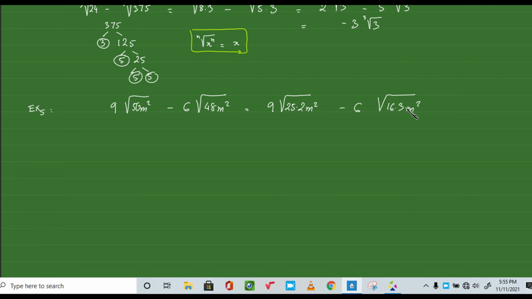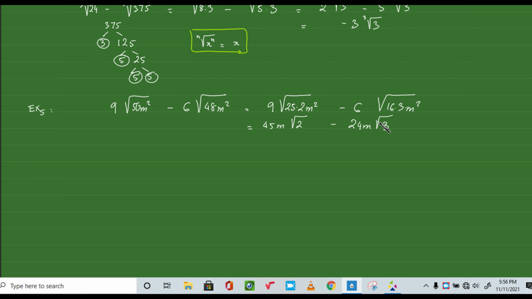And I'm going to apply the yellow box property one more time here. The square root of m squared gives you m, square root of 25 gives you 5. So 5 times 9 outside, 45, right? m outside, right? Square root of 2, minus square root of 16 is 4. 4 times 6 is 24, and square root of 3 inside.